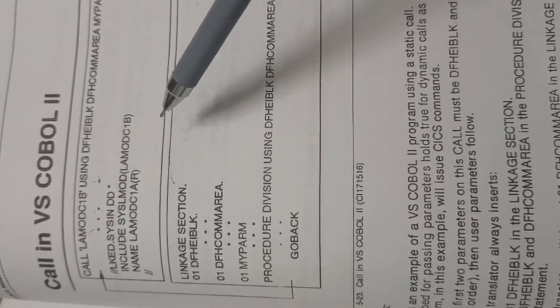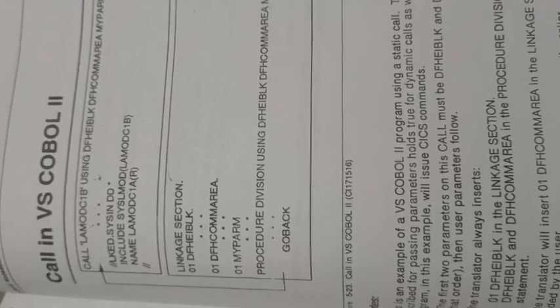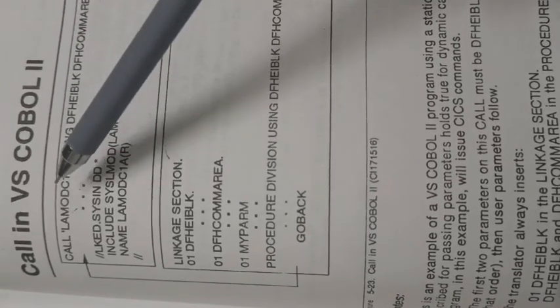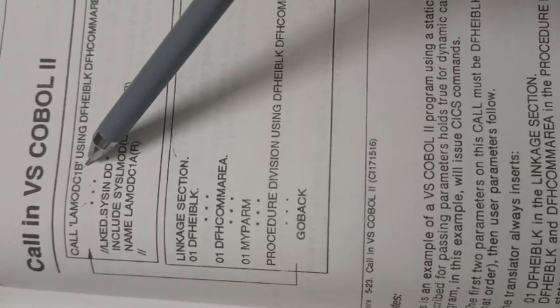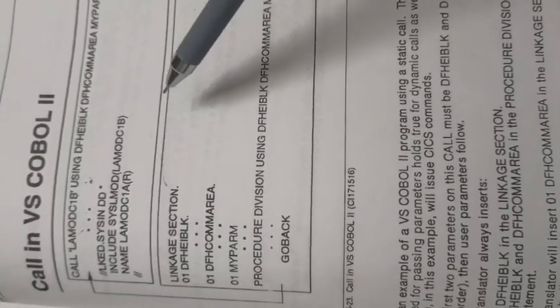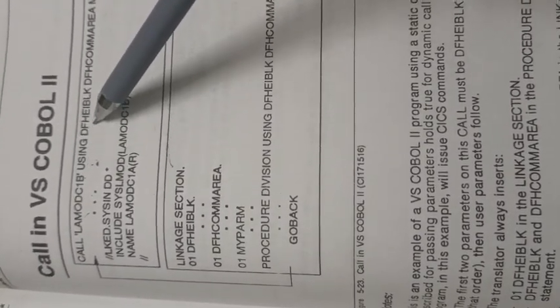This is one of the questions sometimes asked: in the procedure division, how do you identify whether you are making a static call or a dynamic call? You can say that if you are calling a literal program name, that is a static call. If you are moving the program name to a variable and then using the CALL statement with the variable, then it is a dynamic call. And in CICS we have three parameters.